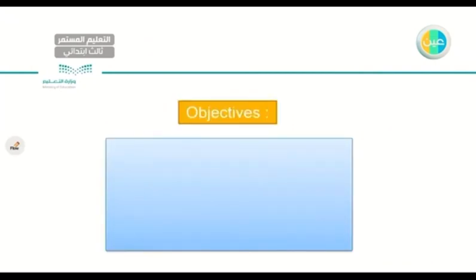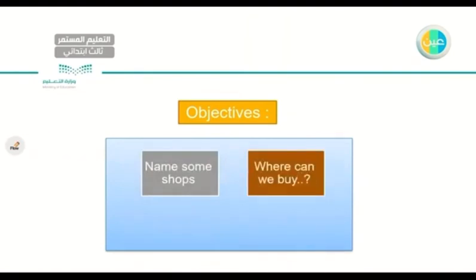By the end of this lesson, inshallah, you are expected to have all these goals or objectives. Name some shops, different kinds of shops. Where can we buy certain items? We'll be able to name some items and where we can get them or buy them, okay? And also we'll be doing some matching and choosing exercises.